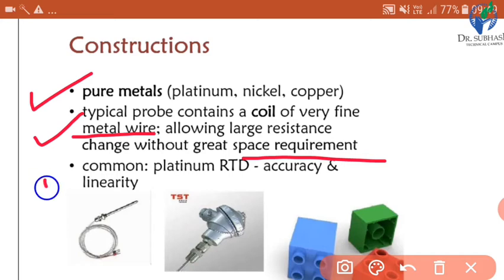Then, the common platinum RTD. The most common is the platinum RTD because of its accuracy and linearity. So the most suitable material for RTD is platinum. Here we can see the commercial RTD.